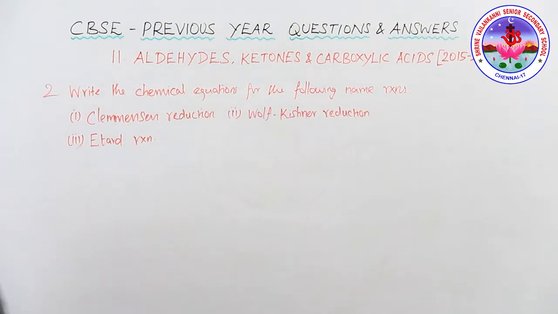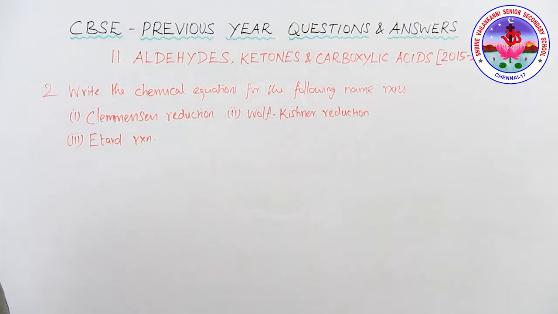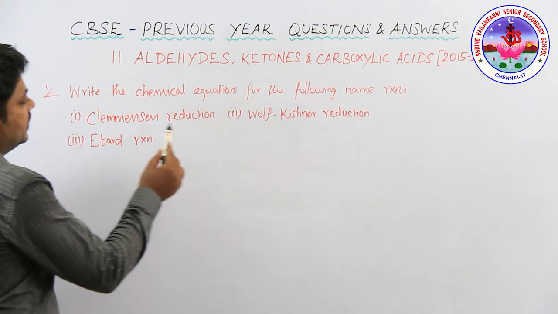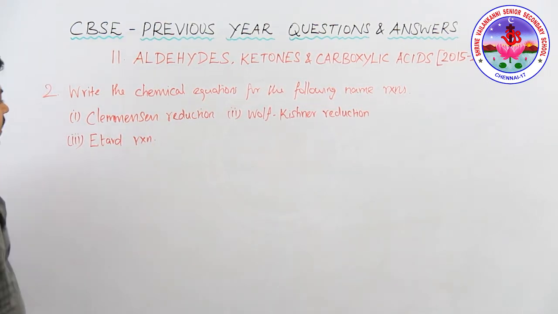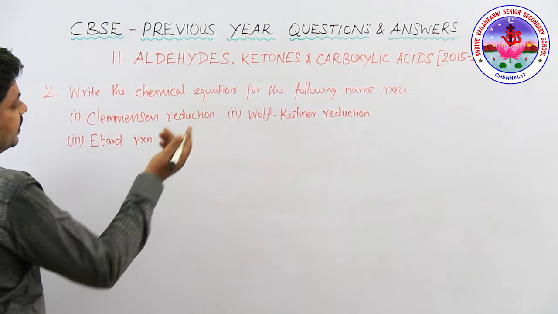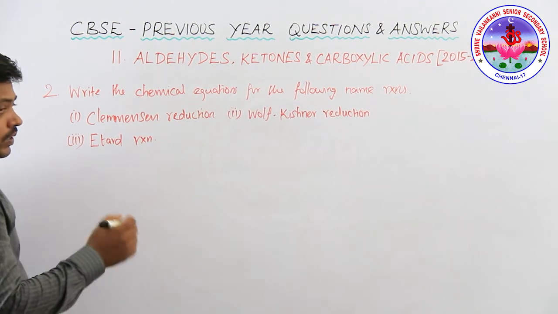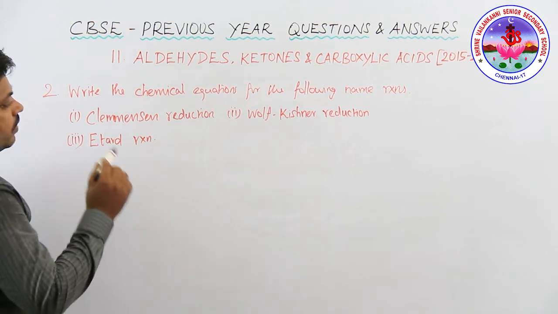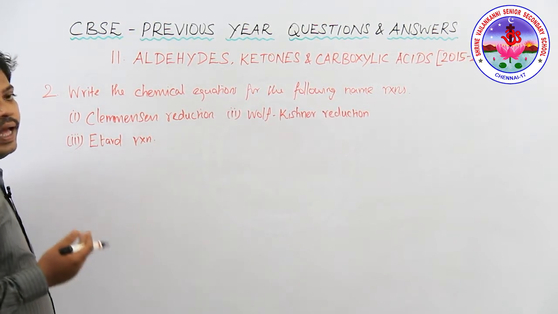Next question is: write the chemical equations for the following name reactions. The first is Clemmensen reduction, the second is Wolff-Kishner reduction, and the third is Etard reaction. Look at the question carefully: write the chemical equation, or sometimes write the chemical equations involved in the following reactions. This means you have to write the specific equation, not the general equation, that is, not using R for the alkyl or aryl group.